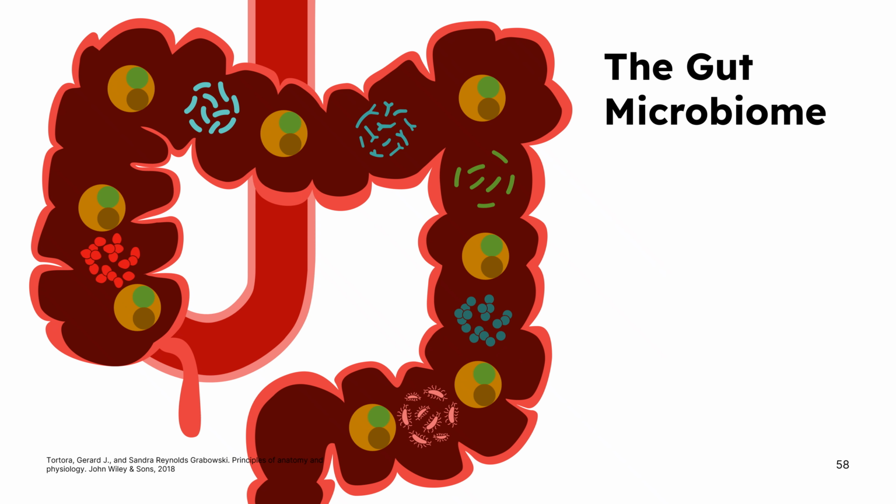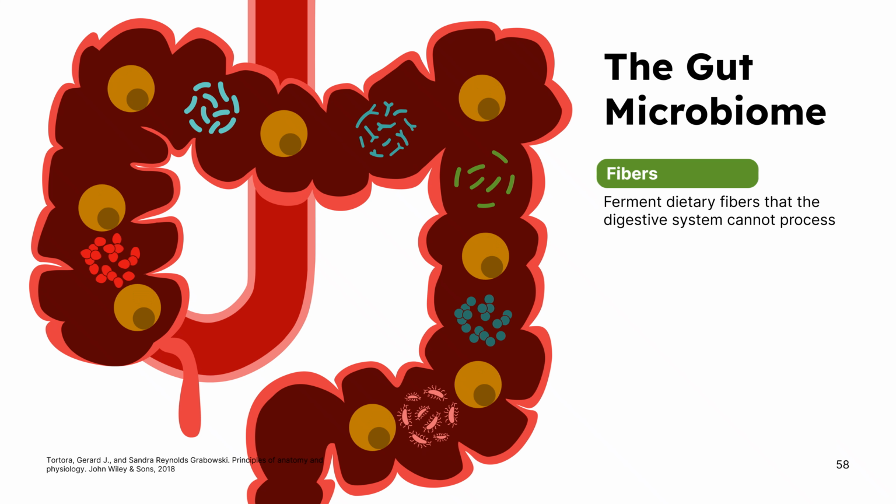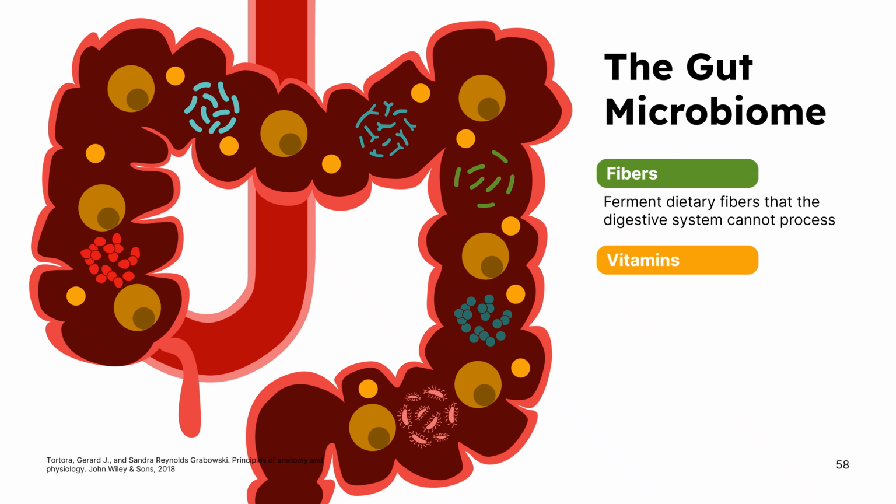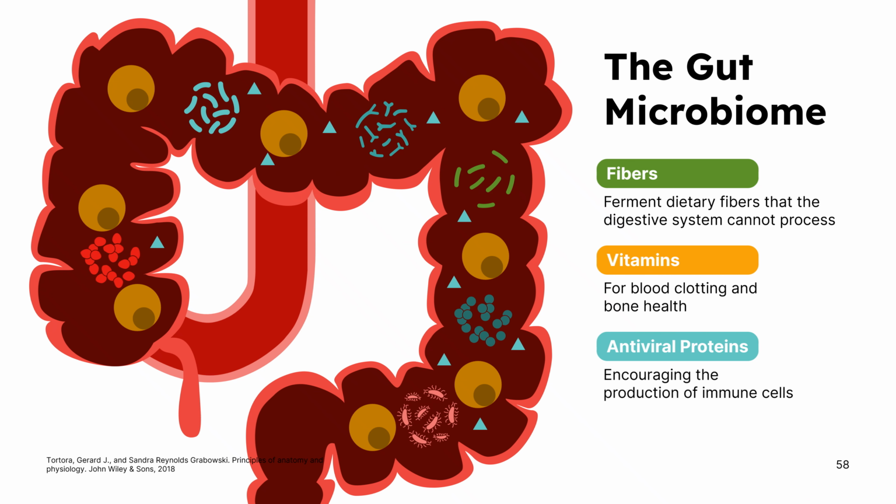The gut microbiome is integral to digestive health and overall well-being, performing several key functions. Fiber breakdown is one of its primary roles, as gut microbiota ferment dietary fibers that the human digestive system cannot process, producing short-chain fatty acids that promote colon health and provide energy. Additionally, certain gut bacteria are responsible for the synthesis of vitamin K, an essential nutrient for blood clotting and bone health. The microbiome also plays a critical role in immune system support by synthesizing antiviral proteins and encouraging the production of immune cells that help protect against pathogens.